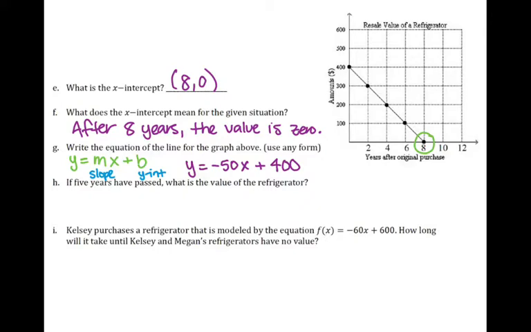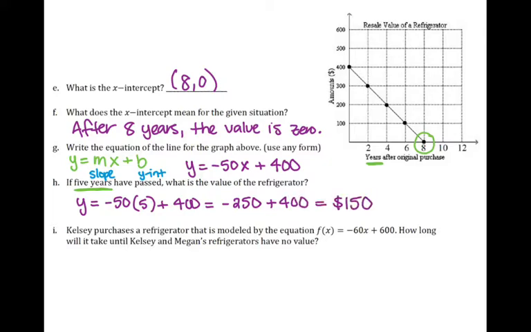If 5 years have passed, what is the value of the refrigerator? I have this 5 years here, and I need to figure out if I'm plugging that in for x or for y. If I look back at my graph, years is represented on the x-axis. So I'm going to plug it in for x. So I have y equals negative 50 times 5 plus 400. I'm just going to evaluate that. Negative 50 times 5 is negative 250, plus 400 is $150.